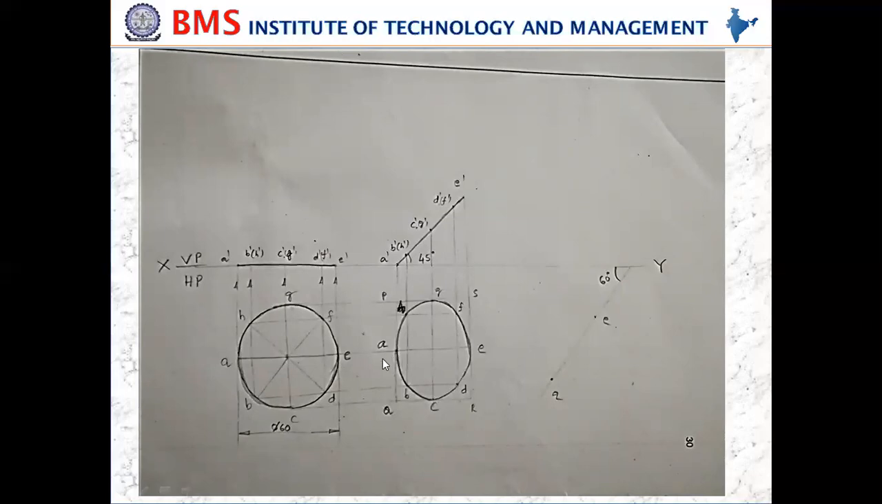So this diameter should be made 60 degrees to the vertical plane. So here AE is placed on the 60 degrees line, and then it should be redrawn on this 60 degrees line.